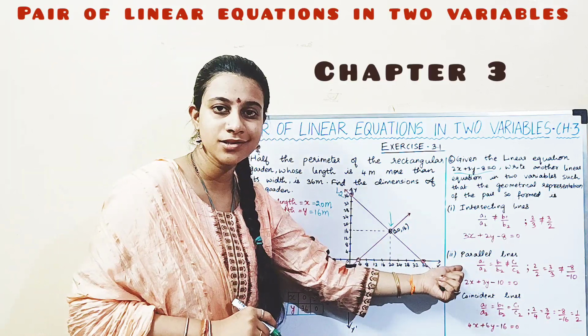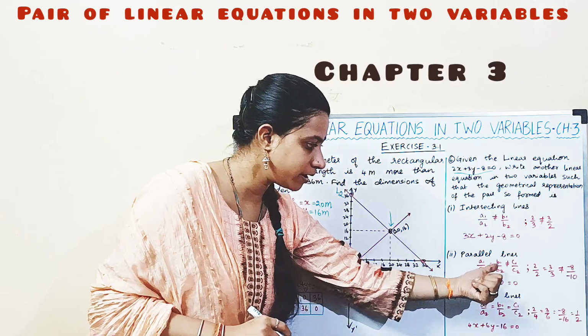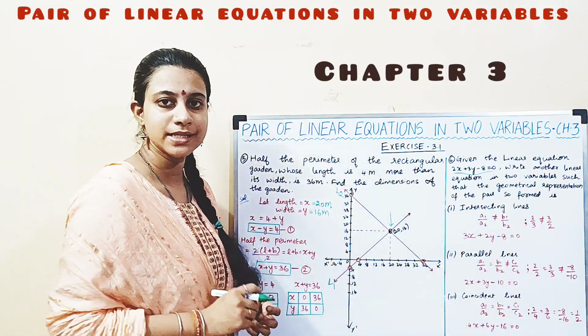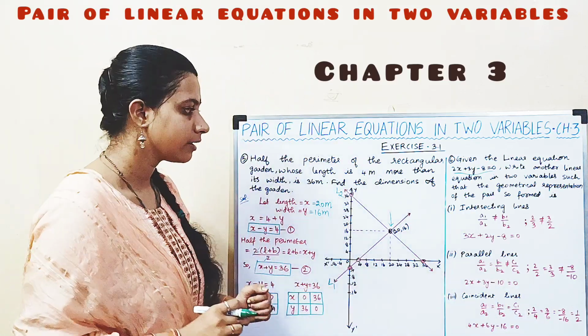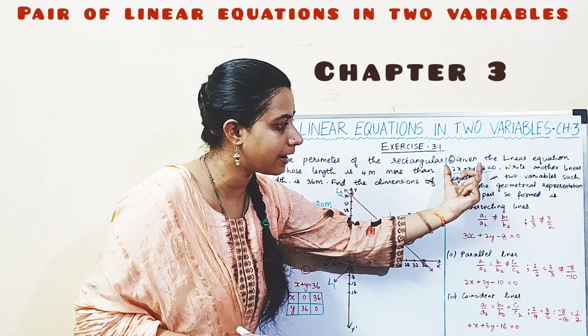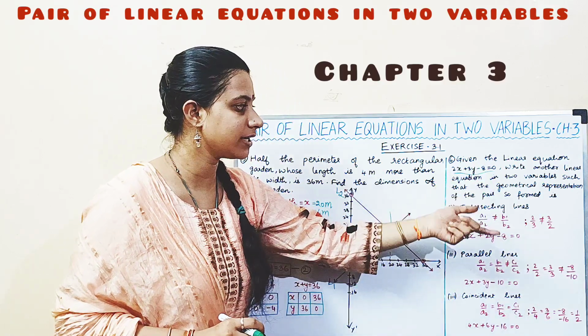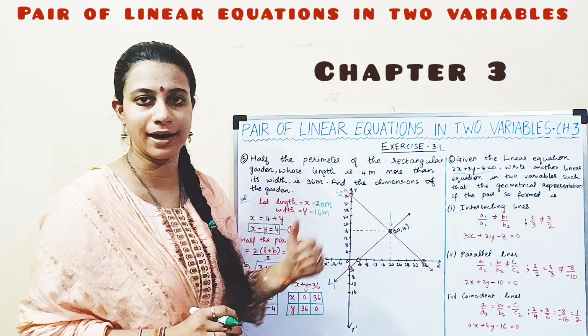Okay. So what is the condition of the ratios for the lines to be parallel? a1 by a2 equal to b1 by b2 not equal to c1 by c2. If a1 by a2 equal to b1 by b2, then what we can do? We can take this variable part as it is and we can just change the constant such that it is not equal to the other ratios.